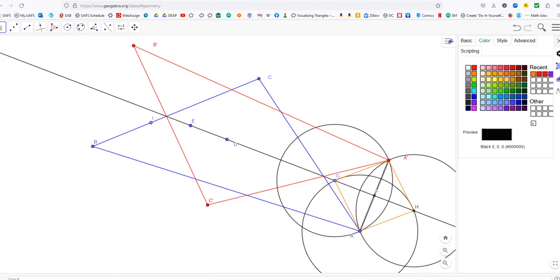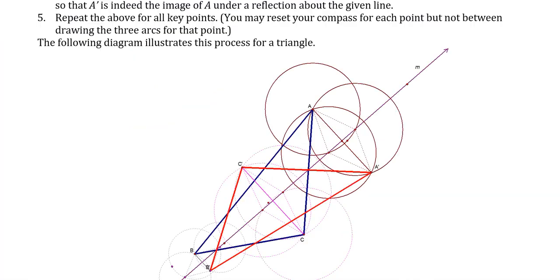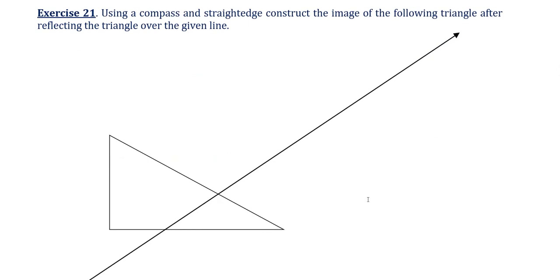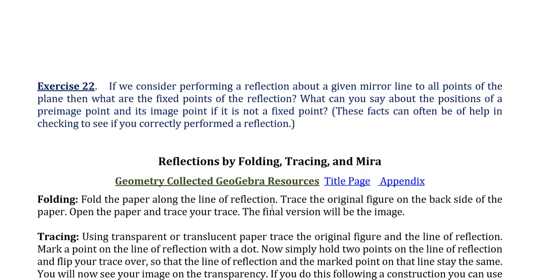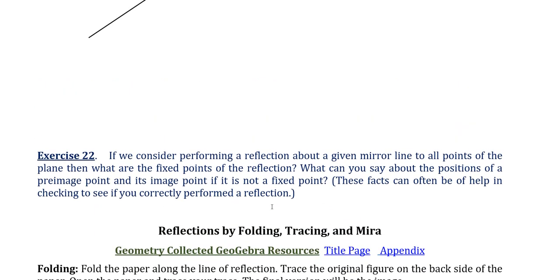We'll hit this again using Geometry Sketchpad in the next video. So your exercise is to take maybe a triangle like this, draw a scalene triangle, draw a line segment maybe through it or beside it, and make that. So which points are fixed? What can you say about the position of the points in relation to their image points?